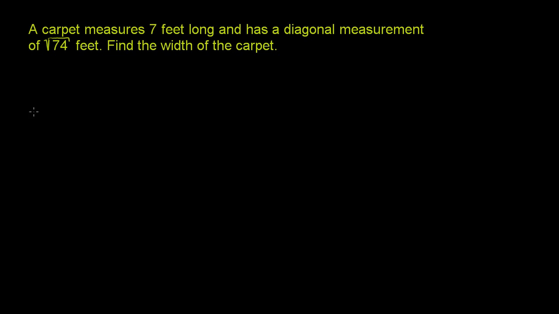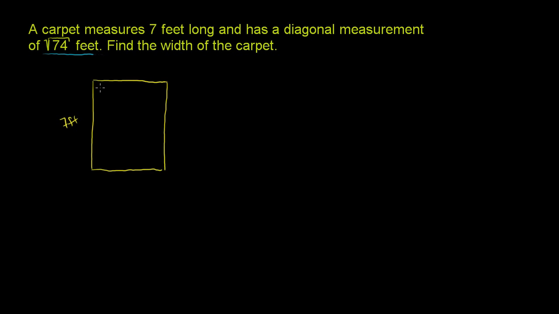So let's draw ourselves a carpet here. It has a length of 7 feet. So let's say that that is 7 feet right there. And it's going to be a rectangle of some kind. We're looking down on the carpet like that. That's our carpet. And then it has a diagonal measurement of square root of 74 feet.